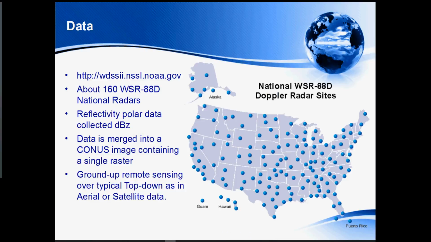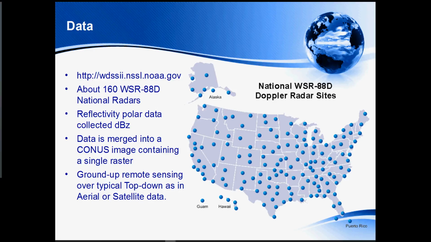First, let's talk about the data we'll be using. The National Weather Service has about 160 radars covering the continental United States, or CONUS. This collection of radars is called the WSR-88D network. This stands for Weather Surveillance Radar, and it collects multiple moments or bands of weather data in real time.